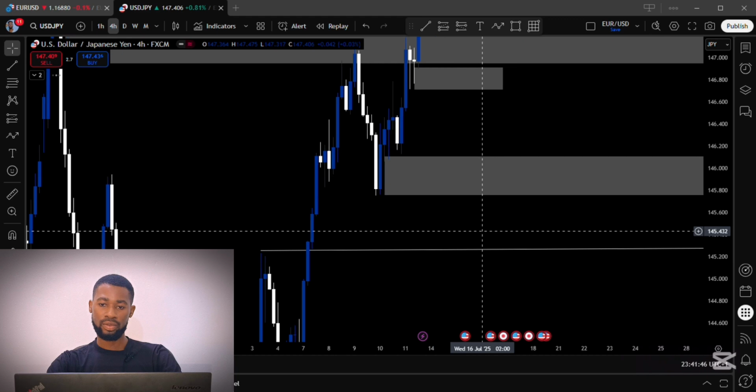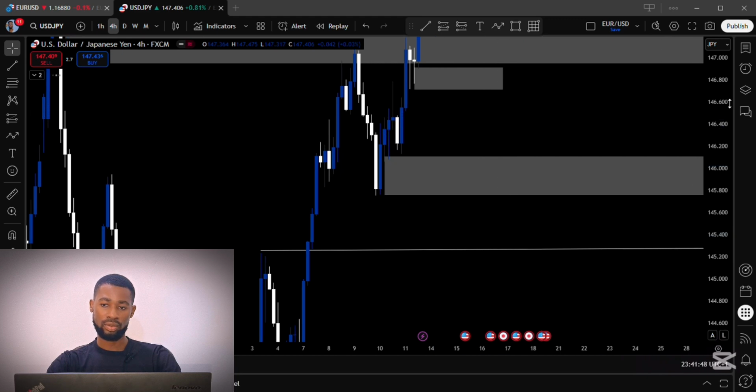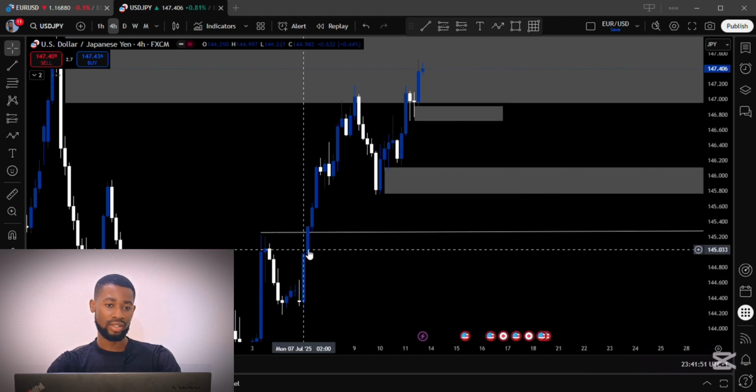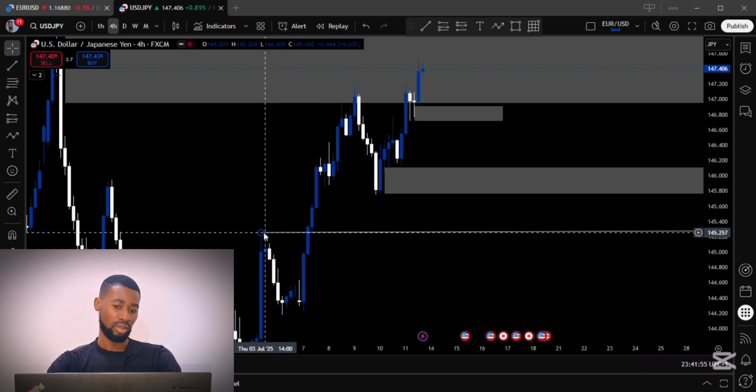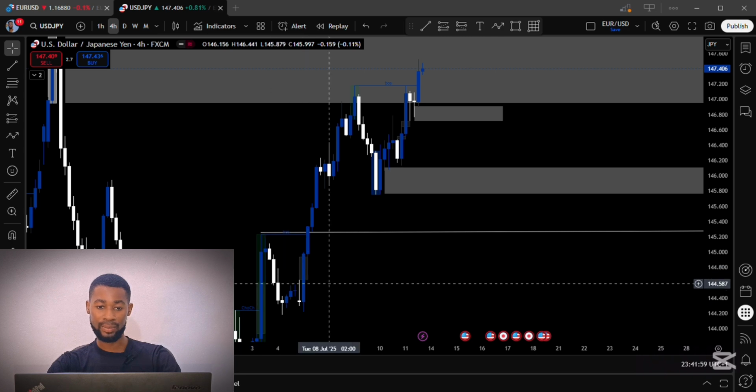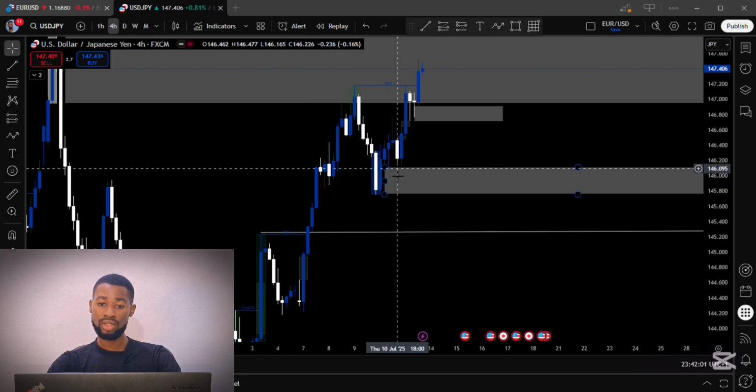looking at it from the 4 hours here, this is a very strong point in which price would want to respect this because this is a breaker block. A breaker block on the 4 hour, also a breaker block in the 1 hour. We have it paired with a fair value gap here. So this is an area of demand.